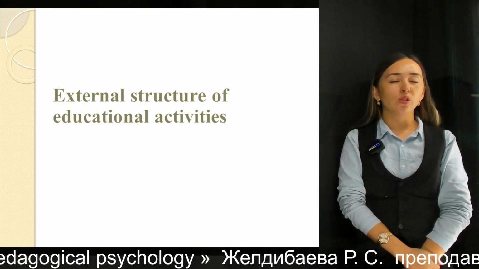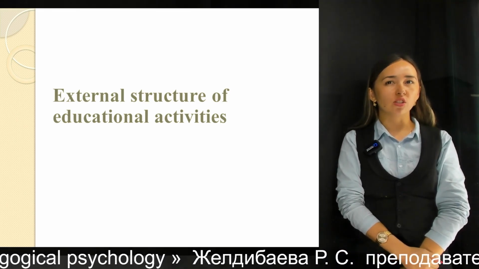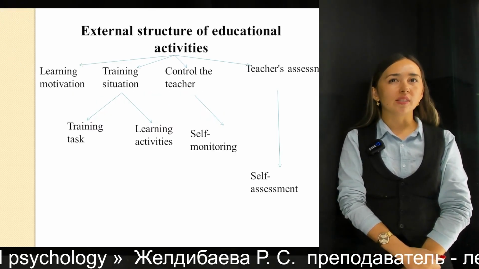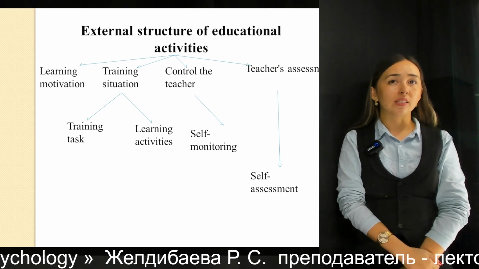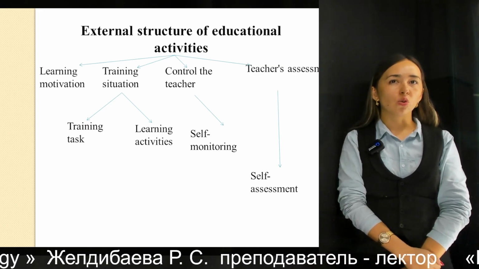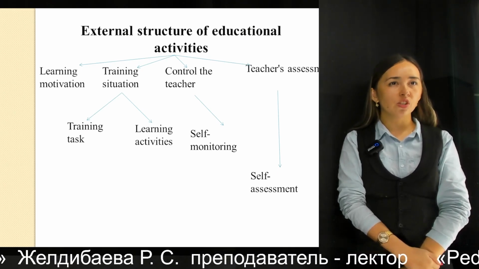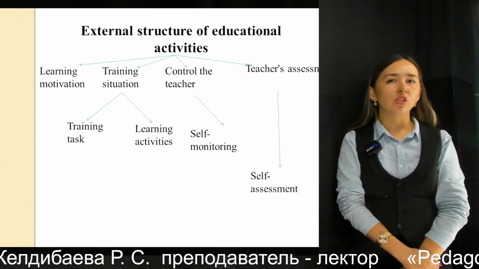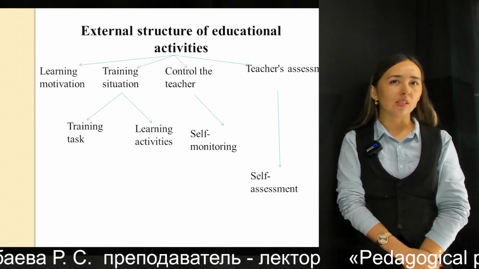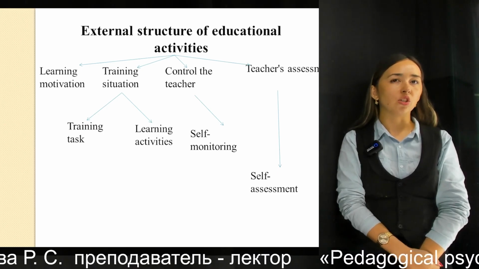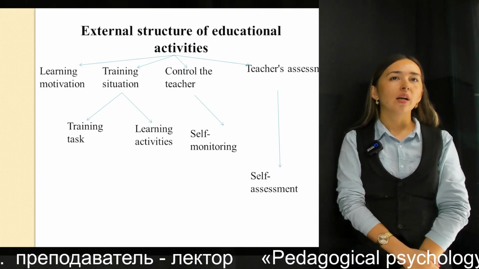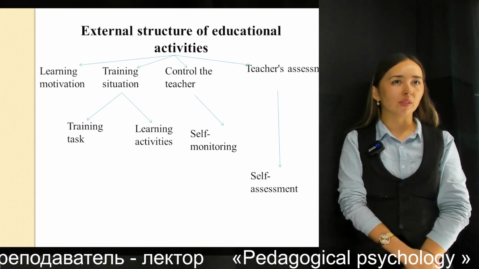So, dear students, our today's lecture is devoted to the external structure of educational activities. According to the scheme, the external structure of educational activity consists of learning motivation, training situation, control by the teacher, and of course, the teacher's assessment. The training situation is closely connected to the training task and learning activities, while the control of the teacher is linked to self-monitoring and the teacher's assessment to self-assessment.